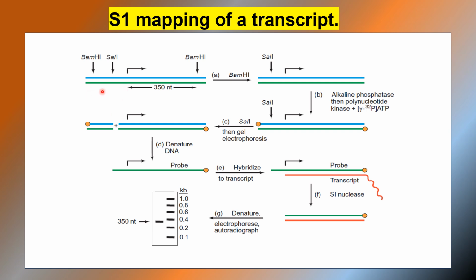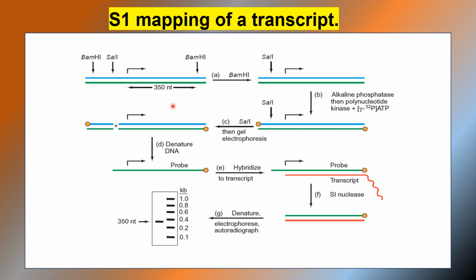In this case, you have a double-stranded DNA, and we need to synthesize a probe from it. We have different restriction enzyme sites, which you can see here. We have two BamHI sites, one over here and another over here, as well as a SalI site here. So these are the restriction enzymes.